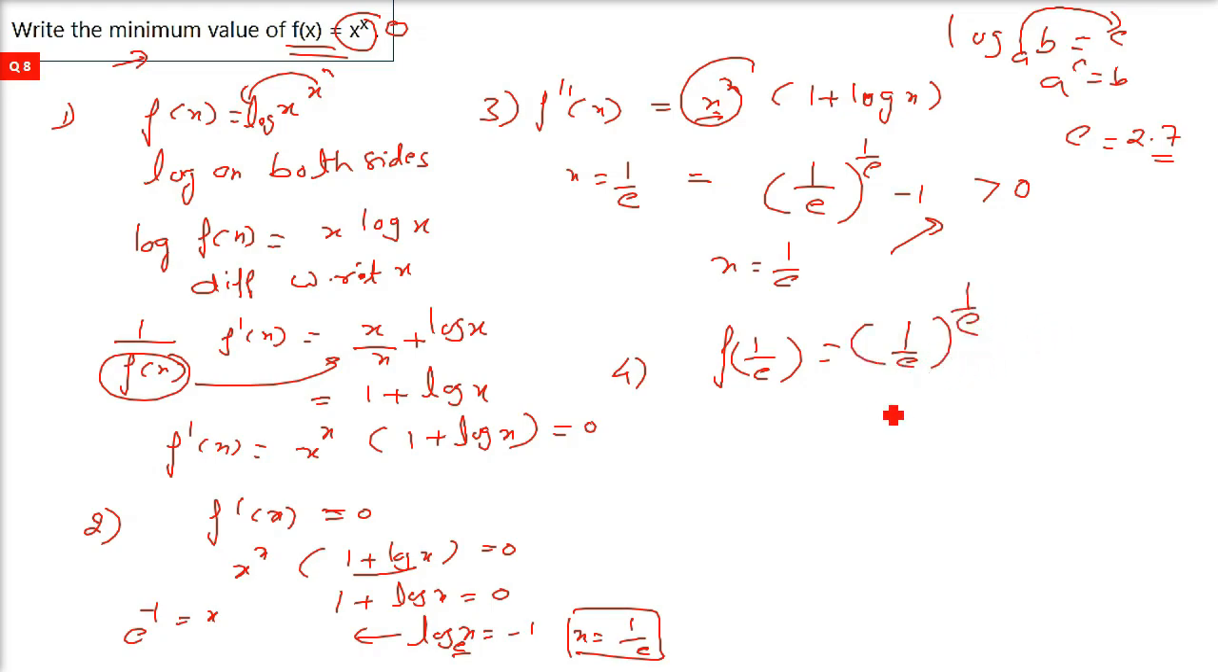This is one way of writing it, but there are certain other ways also. What are the other ways? e raised minus 1 to the power 1 by e. This e goes up. So this is simply e raised to the power negative 1 by e.